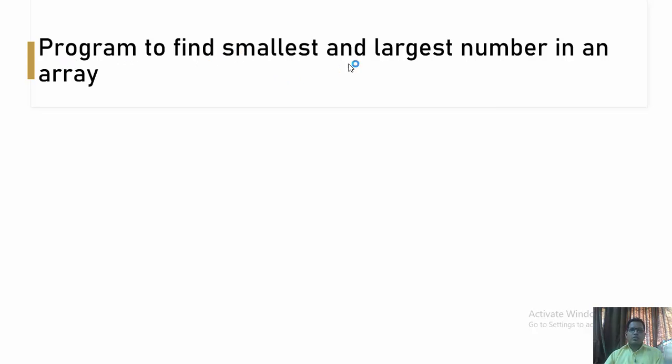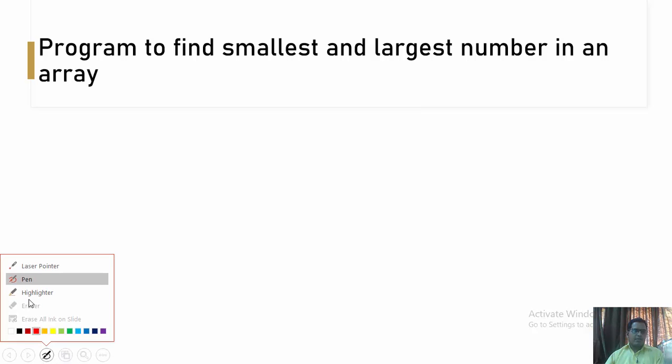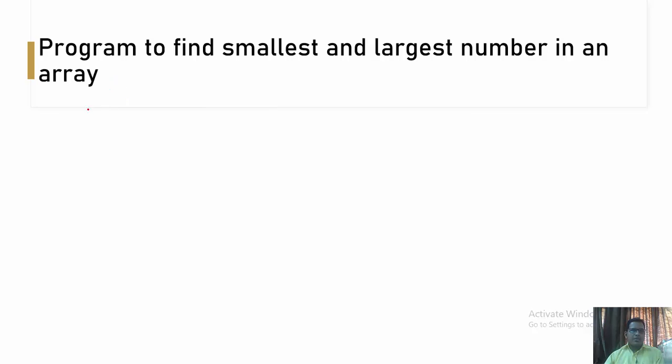Program to find smallest and largest number in an array. So to find the smallest and largest number from an array, let us first define one simple array, say x of 5, and assign values to it.